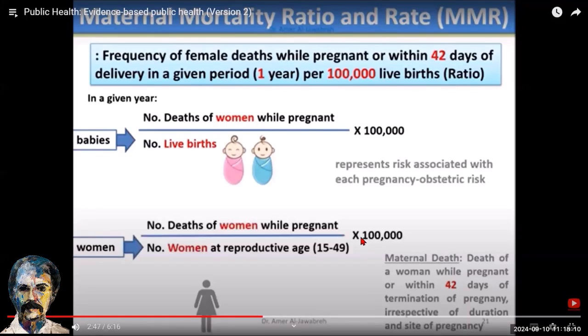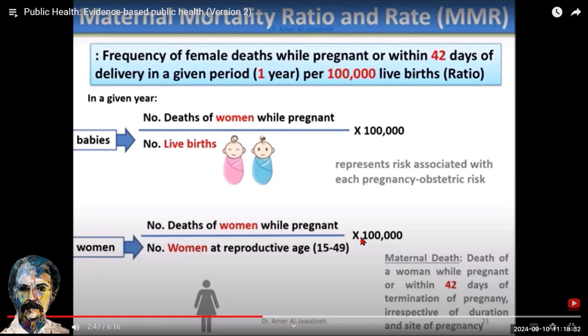Rate, like this, is when you have the same category. Your numerator is women, up. Down, the denominator is also women. Women to women, this is rate. Or babies to babies, this is rate. Okay, this is the idea. So we have rate, same categories, women over women. And ratio, women to babies, different categories.